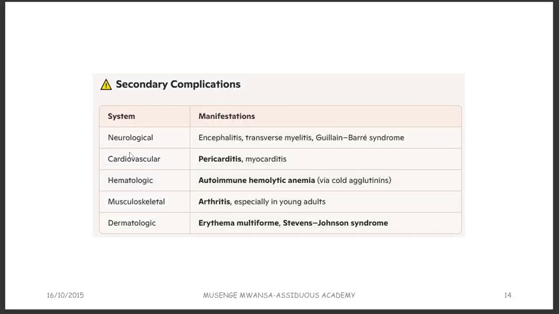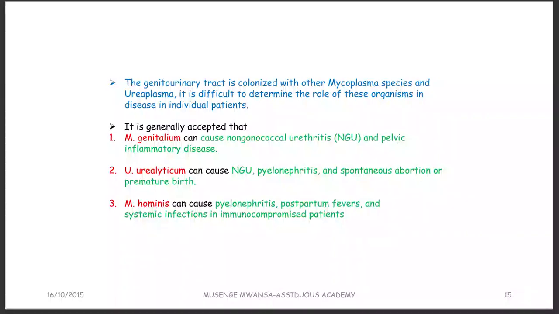So, what are the secondary complications again of mycoplasma infection? Neurological: they can be encephalitis, transverse myelitis, Guillain-Barré syndrome, which is the ascending paralysis. So someone is just going to be paralyzed. And then cardiovascular, it can be pericarditis. Hematological, there will be autoimmune hemolytic anemia. Musculoskeletal, there will be arthritis. Dermatological, there will be erythema multiforme, Stevens-Johnson syndrome. Okay, this is for the skin.